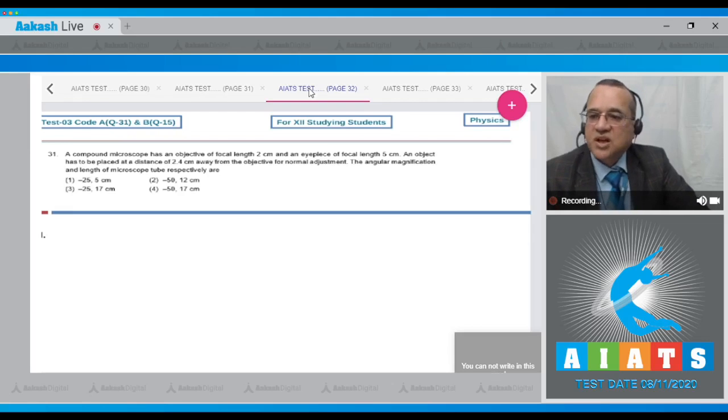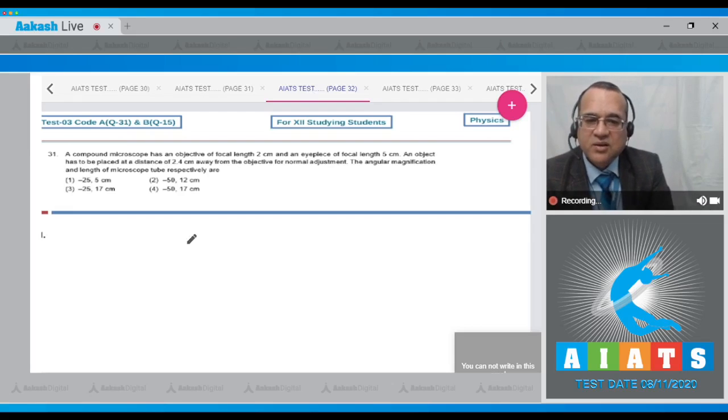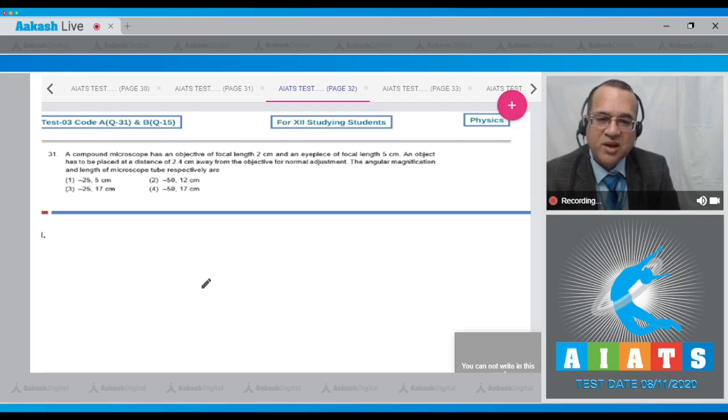Let's move to question number 31. A compound microscope has an objective of focal length 2 cm and an eyepiece of focal length 5 cm. An object has to be placed at a distance of 2.4 cm away from the objective for normal adjustment. Find the angular magnification and the length of the microscope respectively.